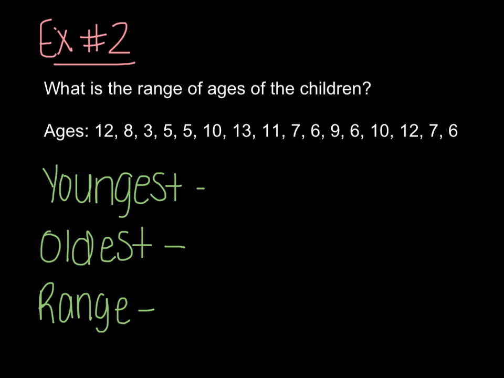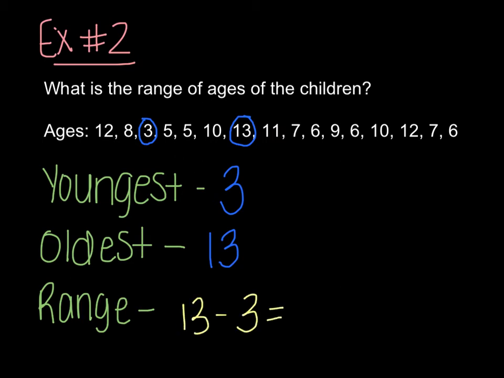It looks like our youngest visitor was 3 years old, because as I'm looking at all these numbers, I don't see anybody who was younger than 3. So the youngest child is 3. Now looking at all the numbers again, it looks like the oldest child is 13, because I don't see any numbers higher than 13. Now remember, the range takes the biggest number and subtracts the smallest number. So the range equals 10.